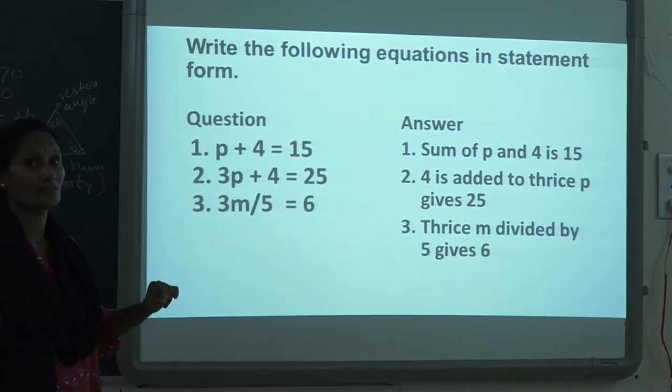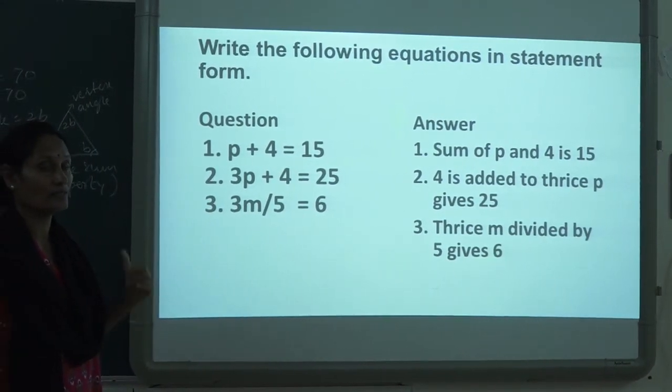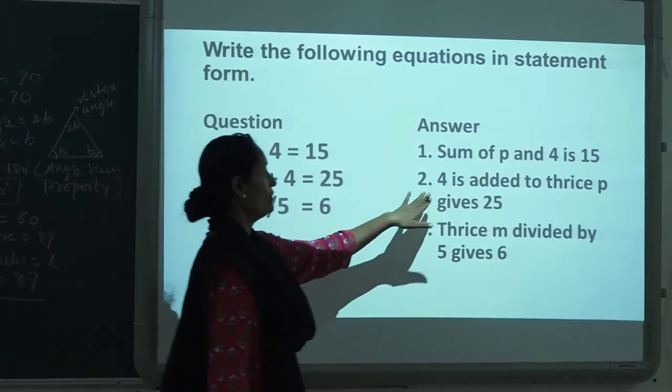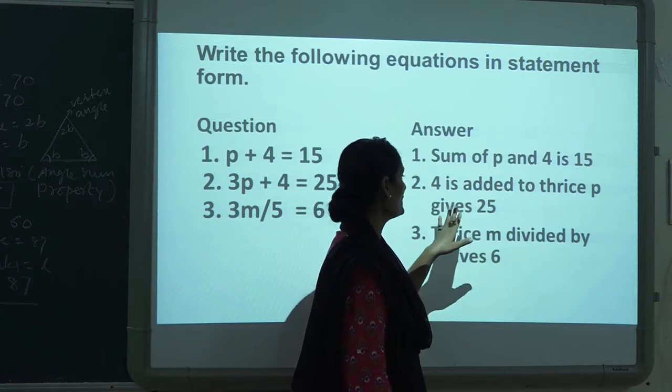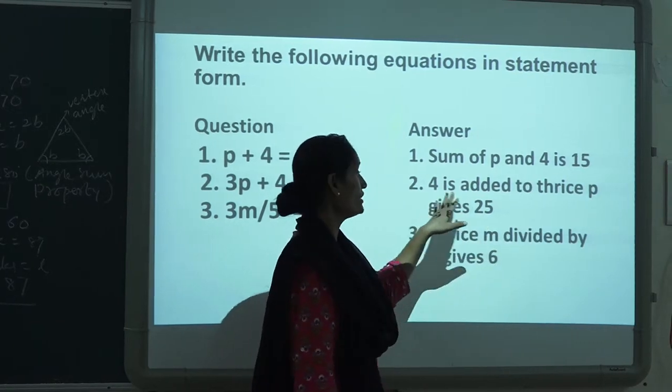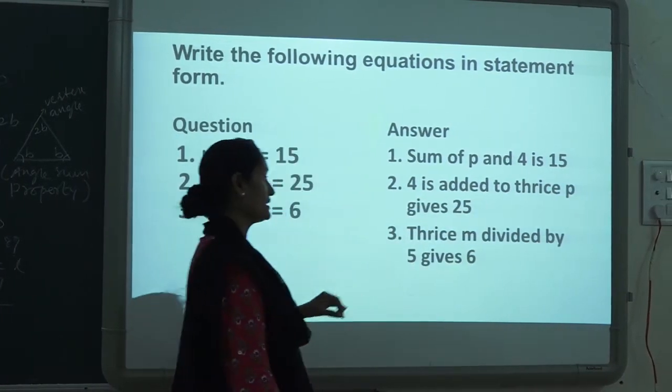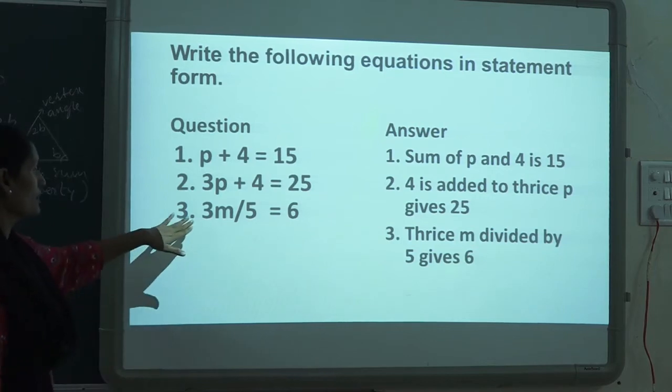Now 3P means, remember the keyword, thrice. So what will be the statement form? 4 is added to thrice P gives 25.